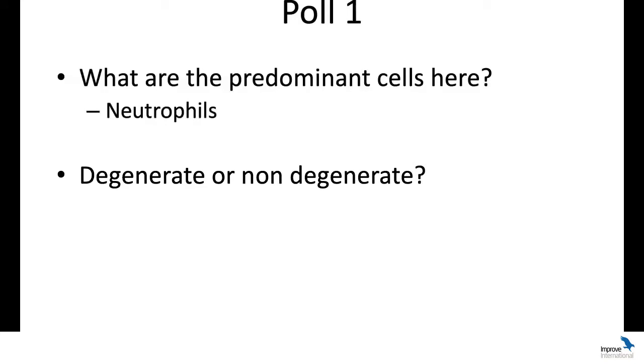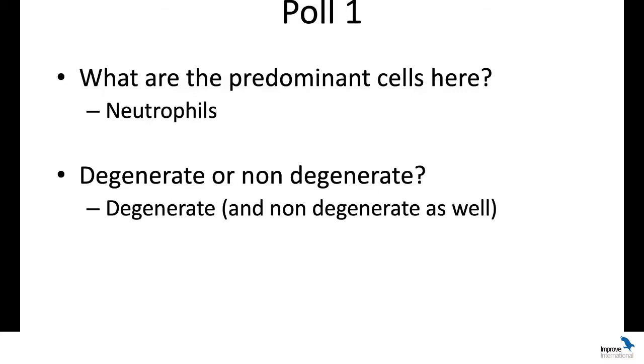So the question is degenerate or non-degenerate. Just put D or N. D for degenerate, N for non-degenerate. What do you think about the cells we saw? I think a lot of people are saying degenerate. Yeah, absolutely, degenerate. There were some that were non-degenerate as well. And as I mentioned, when we have degenerate neutrophils, they aren't always all degenerate. Some of them will be non-degenerate.